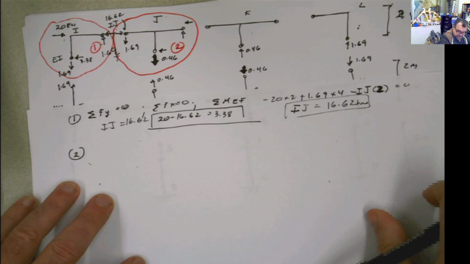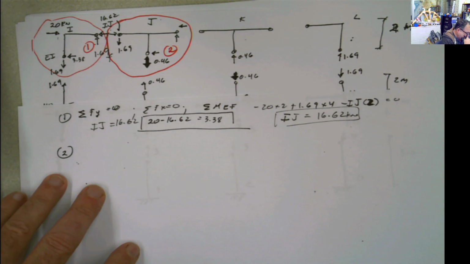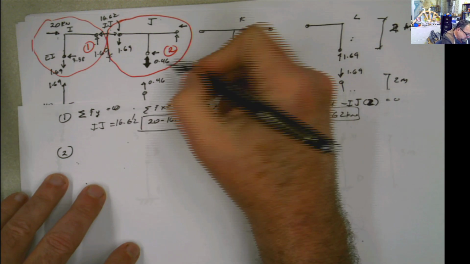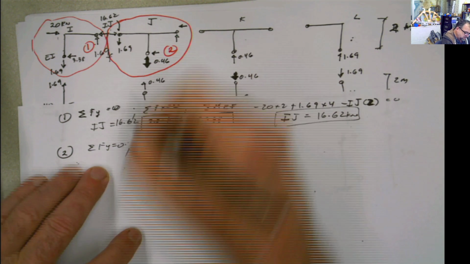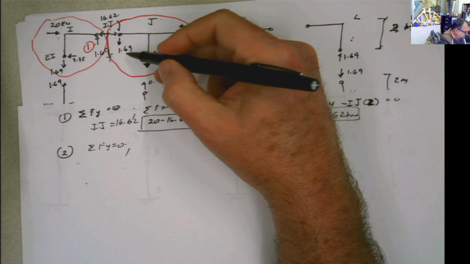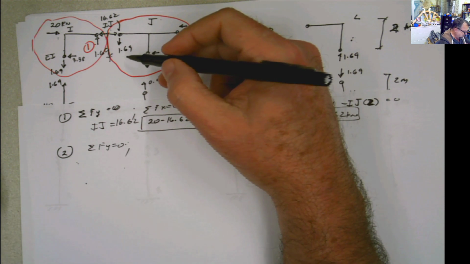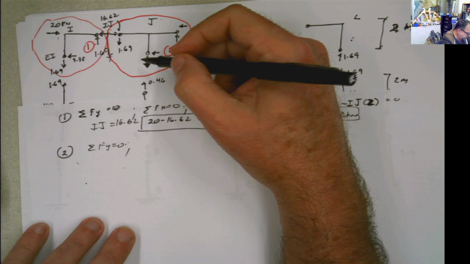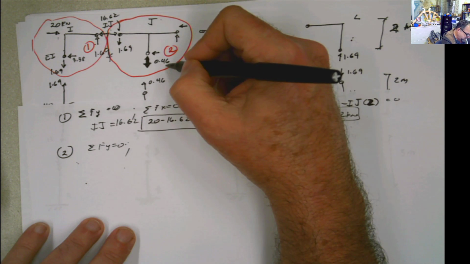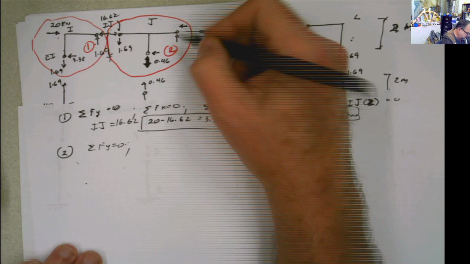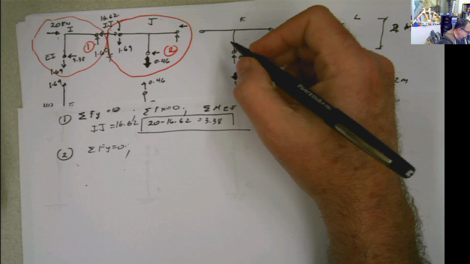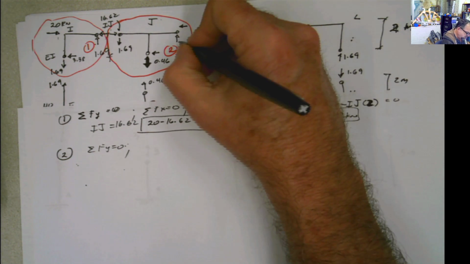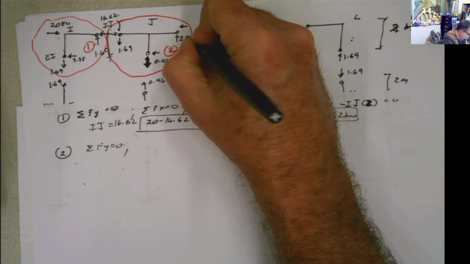Now, if I work with section 2, let me see what can I get. Oh, I can do summation of forces in y equals 0. And if I do summation of forces in y equals 0, I'm going to have 1.69 coming down, and 0.46 coming down is going to give me that value over there. So 1.69 plus 0.46, that value is going to be 2.15, which is going to be here, 2.15, pointing up.